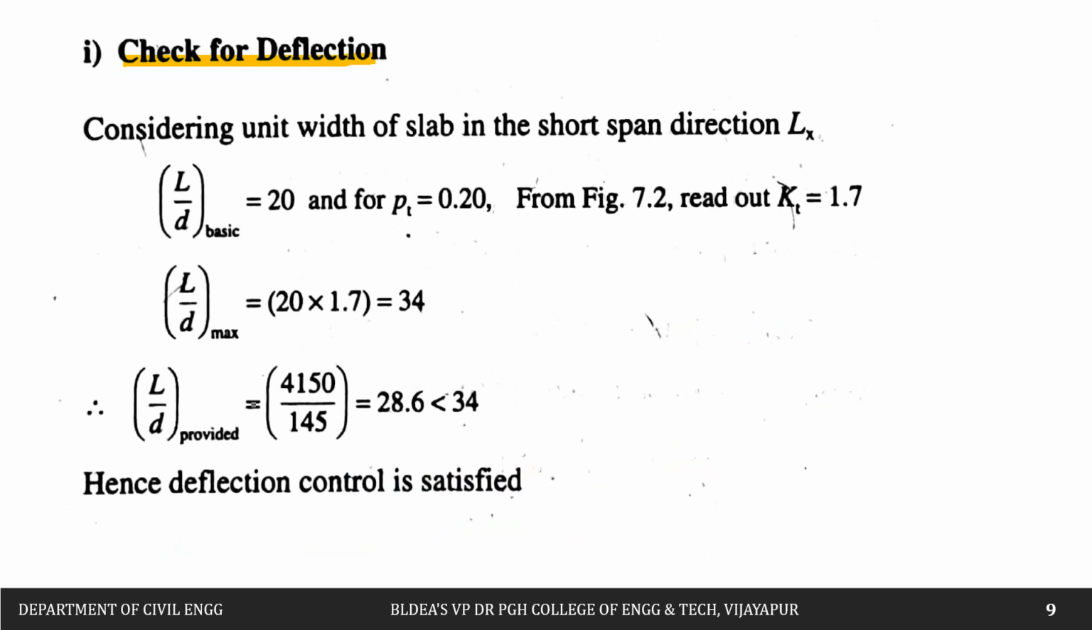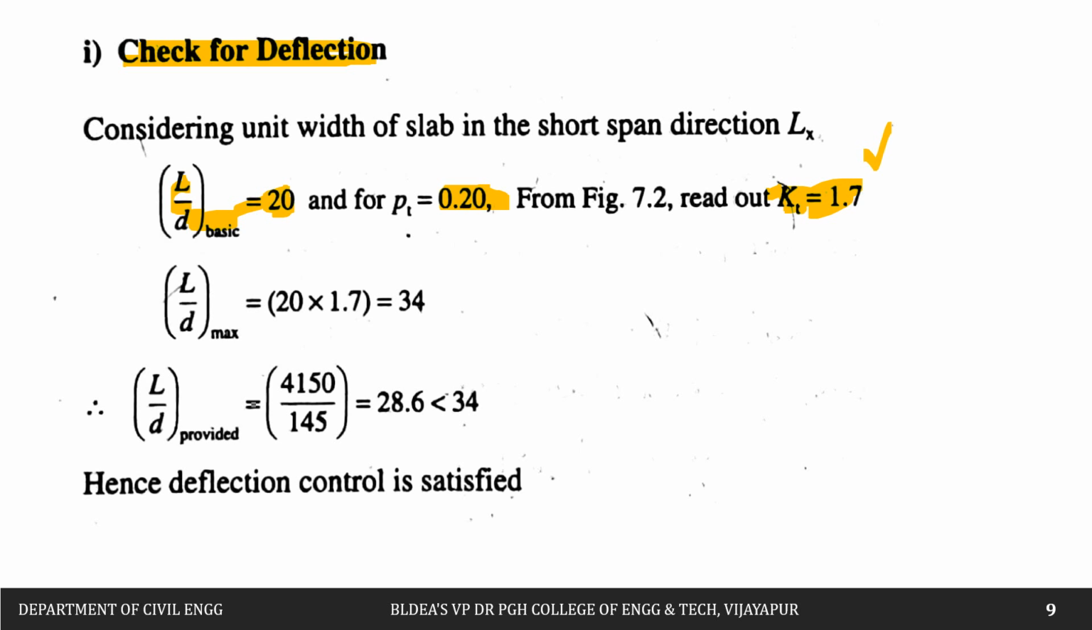Then next is, we have to check for deflection also. So L by D basic we have, that is 20, and the percentage of steel is 0.2. Again, if you refer to the IS code, we can calculate the value of KT, that is in tension. In the earlier videos we used to take F1, F2, F3, or K1, K2, KT, KC and KF we have.